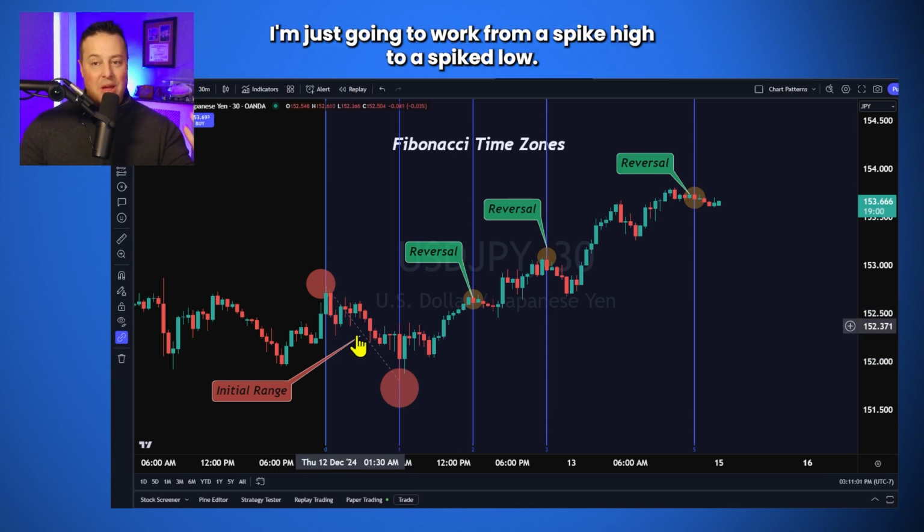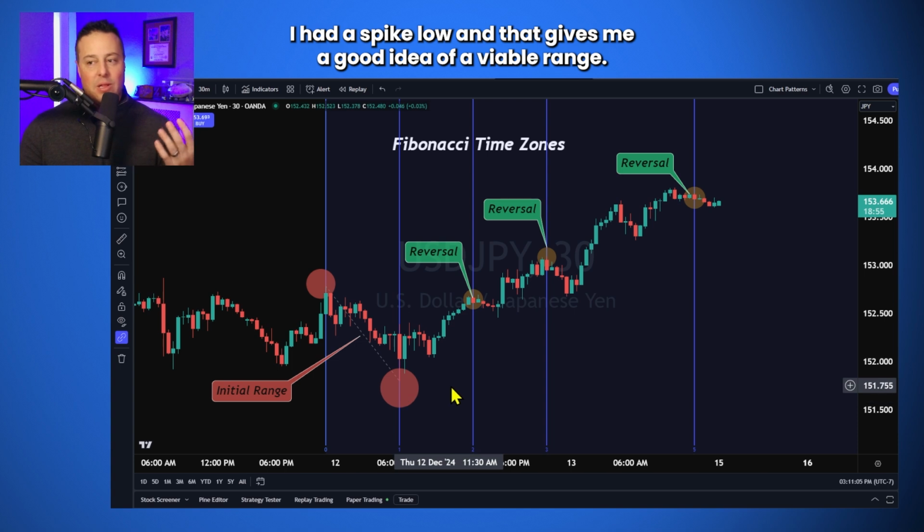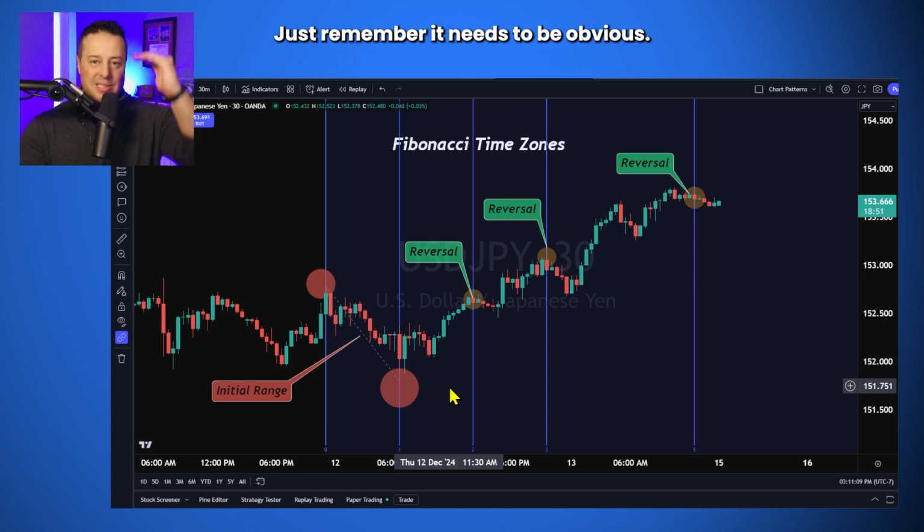I'm just going to work from a spike high to a spike low. That's the way that I like to do that, the most current spike high to spike low. That gives me a good idea of a viable range. Just remember, it needs to be obvious.